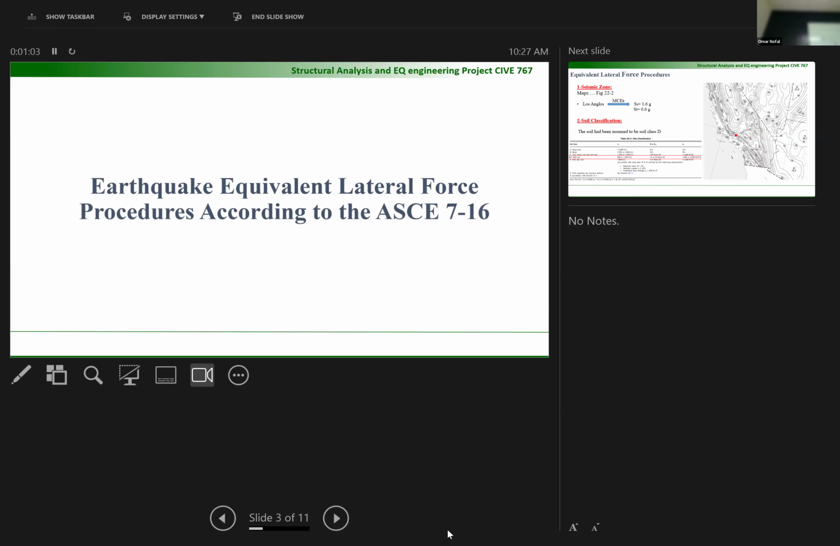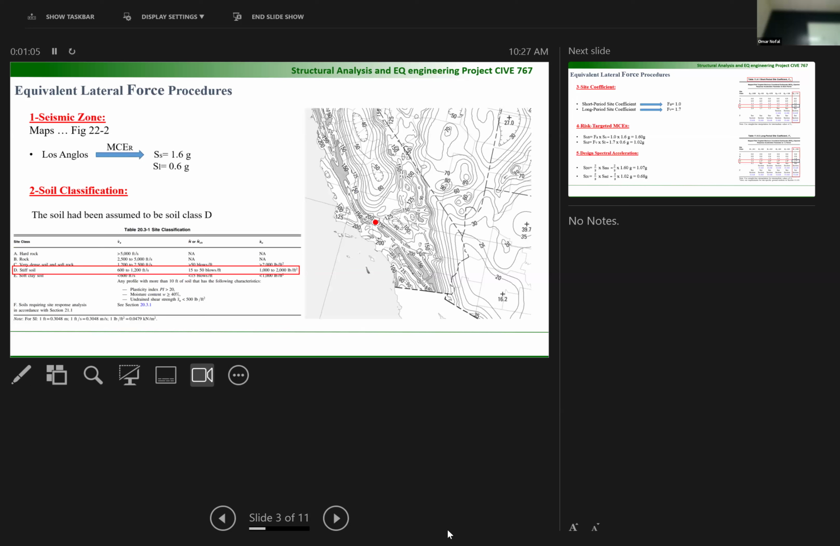the ASCE 7-16. So the first step is to identify where your location is. Is it LA? Is it Wisconsin? Is it Mississippi? Is it Florida? Florida is one of the states that has the lowest earthquake activity. Okay, so we're going to assume our building is in Los Angeles.